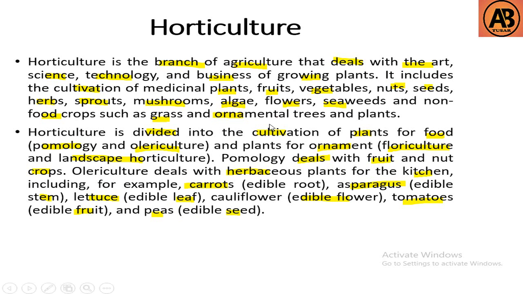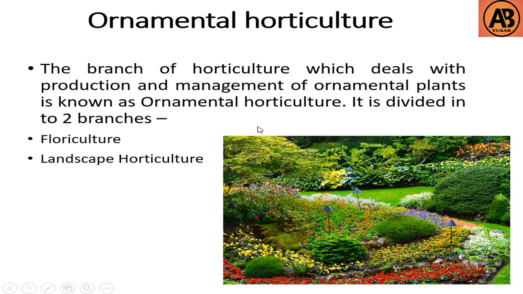Now I am going to tell about ornamental horticulture. So what is ornamental horticulture? The branch of horticulture which deals with production and management of ornamental plants is known as ornamental horticulture. That means ornamental horticulture deals with the production and management of ornamental plants. And ornamental horticulture is divided into two branches, floriculture and landscape horticulture.